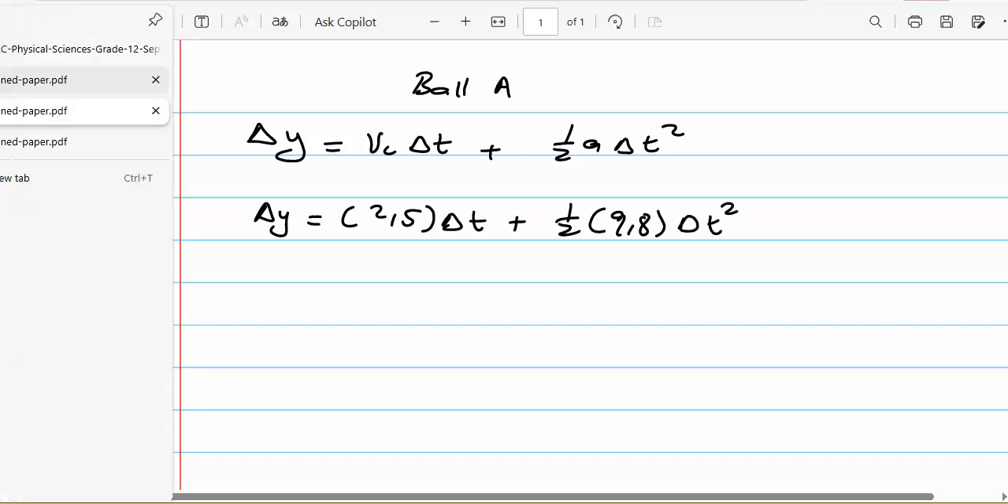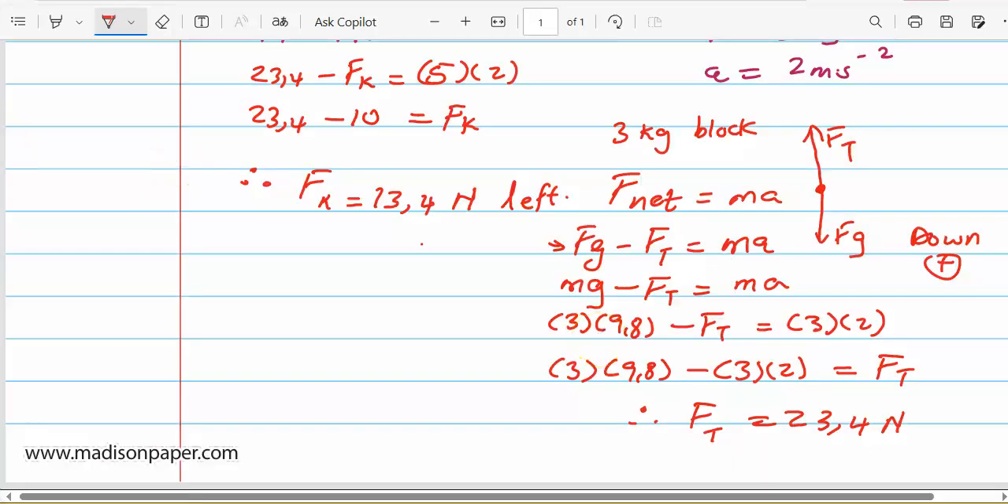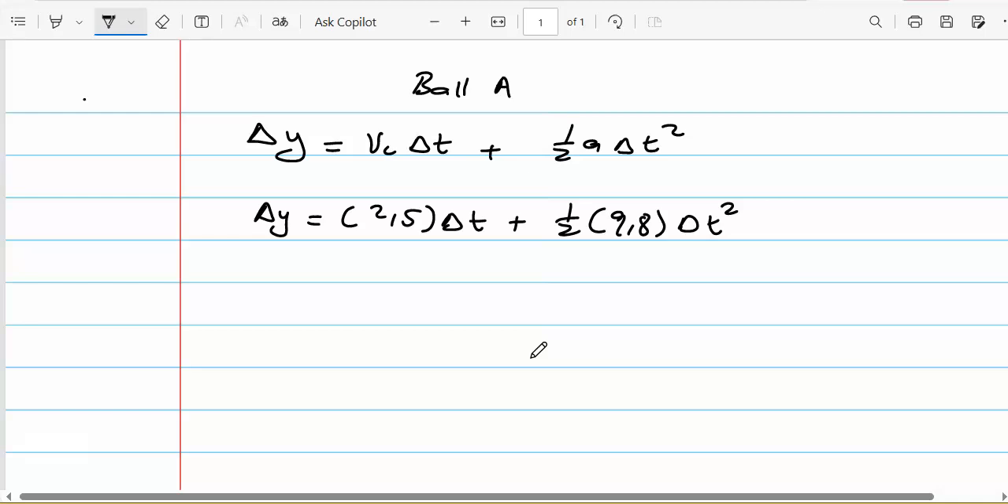This is what we had from that data. You still remember from ball A, né? Yeah. Let's do the same for ball B. So now, this is what I have.